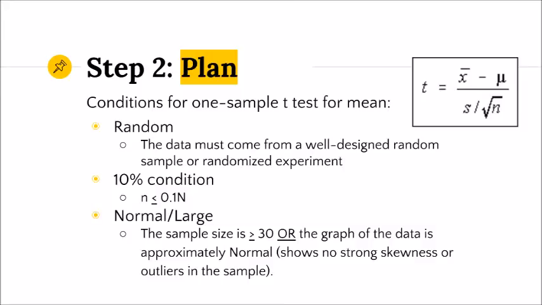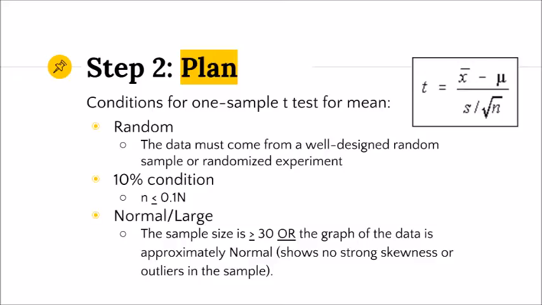The conditions for a t-test are random, 10%, and normal/large sample. For random, we need to verify that the data come from a well-designed random sample or randomized experiment. For 10%, we check that sample size is less than or equal to 0.1 of the population size when sampling without replacement. If the sample size is large, sample size is greater than or equal to 30, or has a normal distribution, the normal/large condition is met.